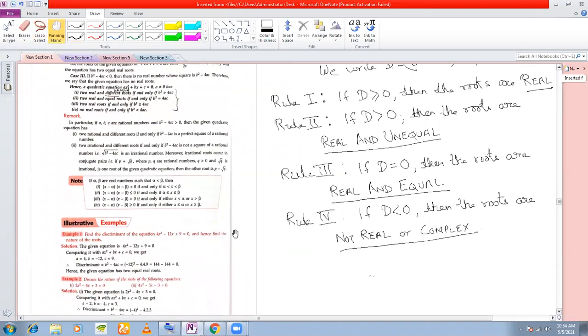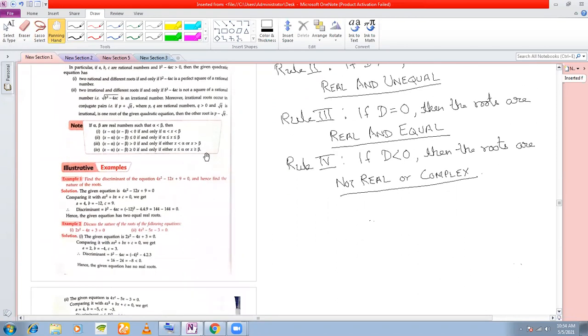As far as rational and irrational roots are concerned, we will not require them for your syllabus. Maybe in class 11 and 12, when you go there, you will come across rational and irrational roots. But for the time being, we'll stick to these 4 rules.